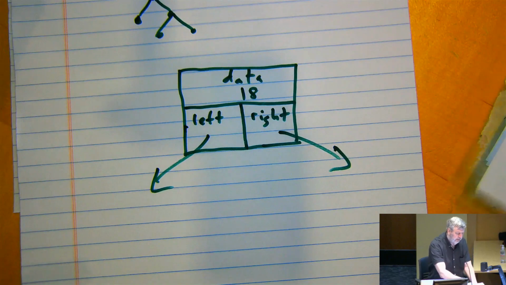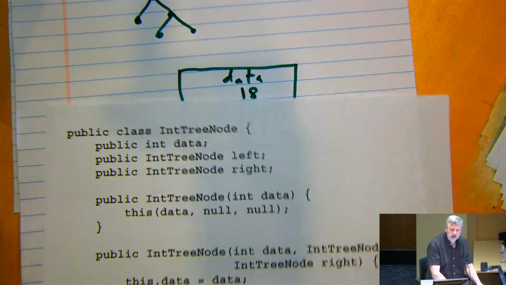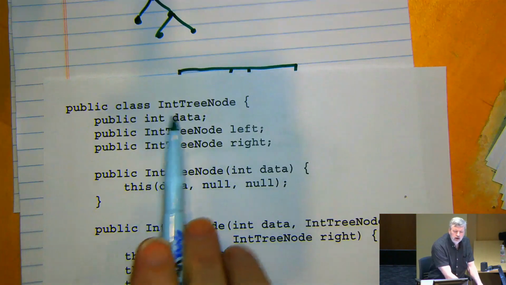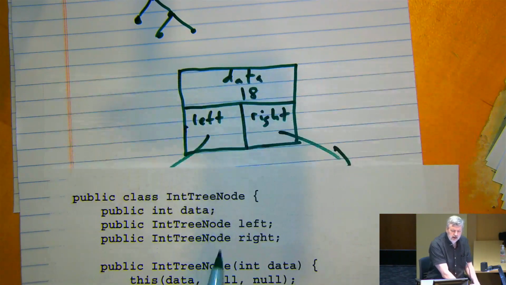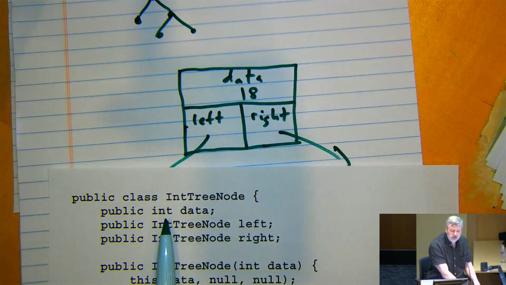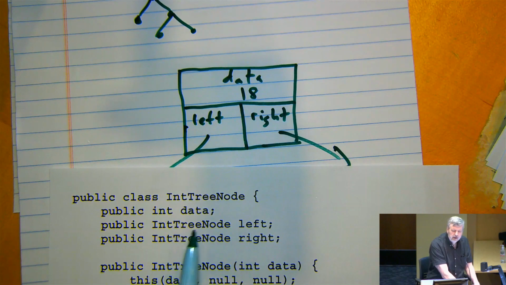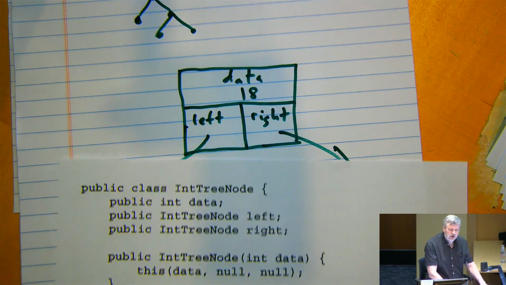Let me show you some actual Java code. This is what our int tree node class is going to look like. It has those three things. It has the data, which for now we're considering a simple int, and it has left and right subtrees that we keep a reference to by having int tree node fields for the left and for the right. So three different things inside each of our nodes.